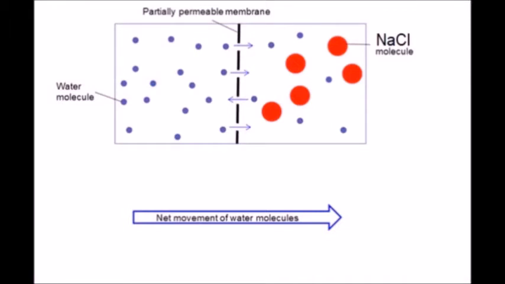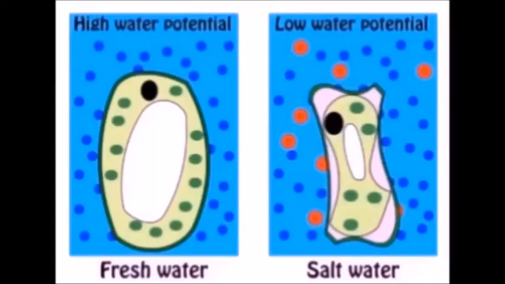Now look at this picture. Here we find two plant cells. One has been put in water solution and another one in salt solution. You will find that the plant cell present inside the salt solution has shrunken. Why so? Because there is more water molecules inside the cell than the outside.